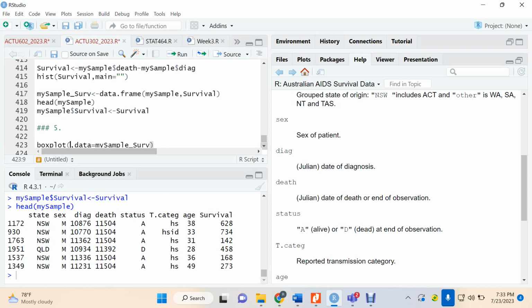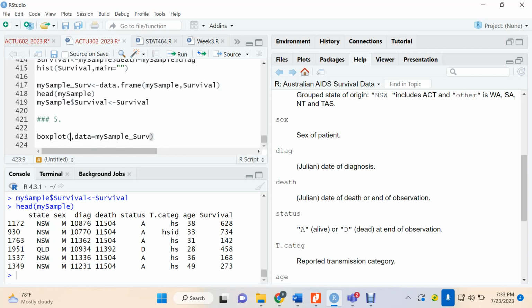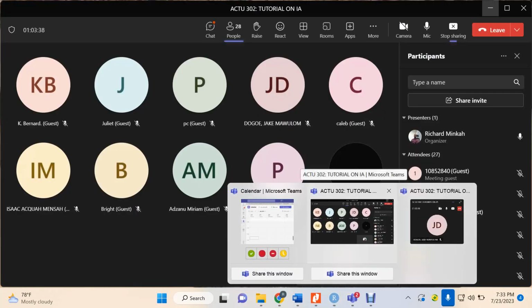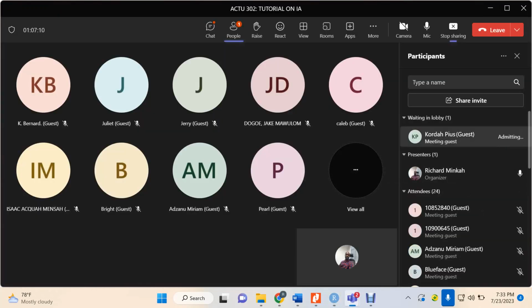And then what are you looking at? You are plotting the survival, which is this, on the status of the patient. So if you do this, you have something like this. Nicely done. The survival time, the A, which is those that are alive, and those who are dead. And how do you compare this? Yes. How would you compare this graph?